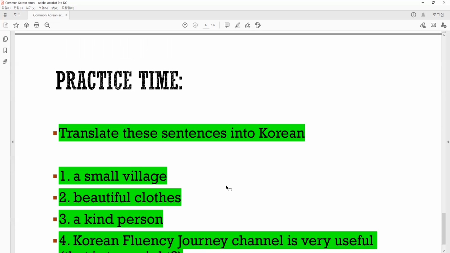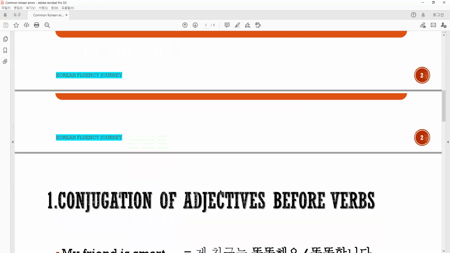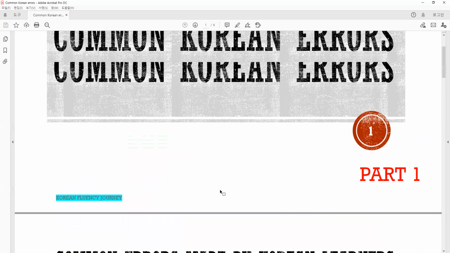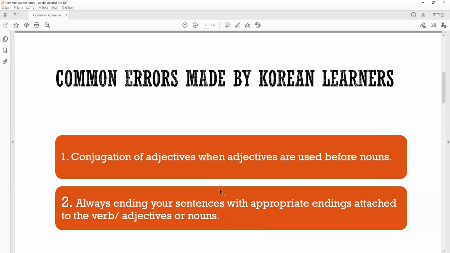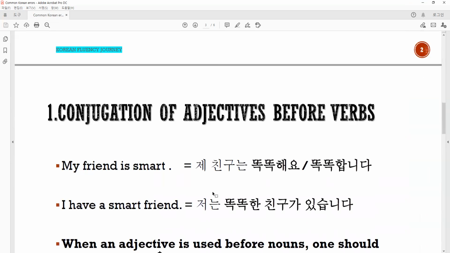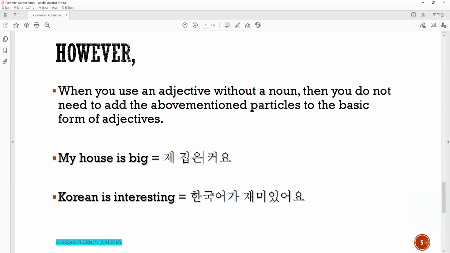So today we covered one of the common errors made by Korean learners about adjectives, adding particles to the adjectives. I hope that you found this video useful.